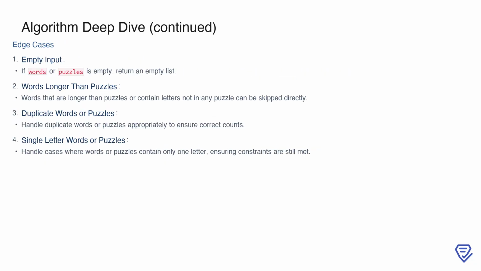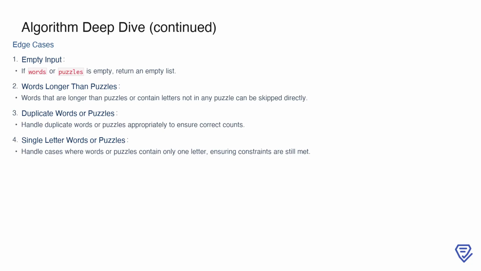Finally, it's important to consider edge cases to ensure our solution is robust. If either the list of words or puzzles is empty, the output should be an empty list. Words that are longer than puzzles or contain letters not found in any puzzle can be skipped directly, as they can never satisfy the constraints.